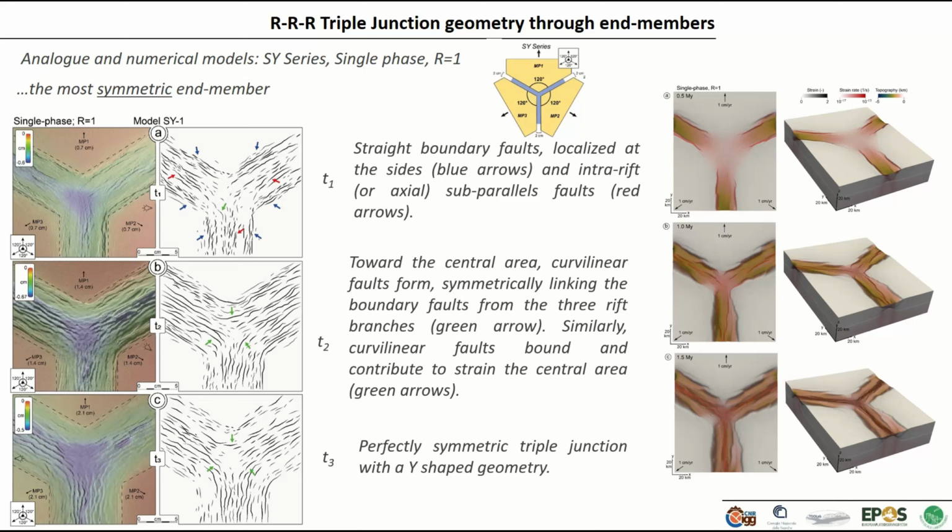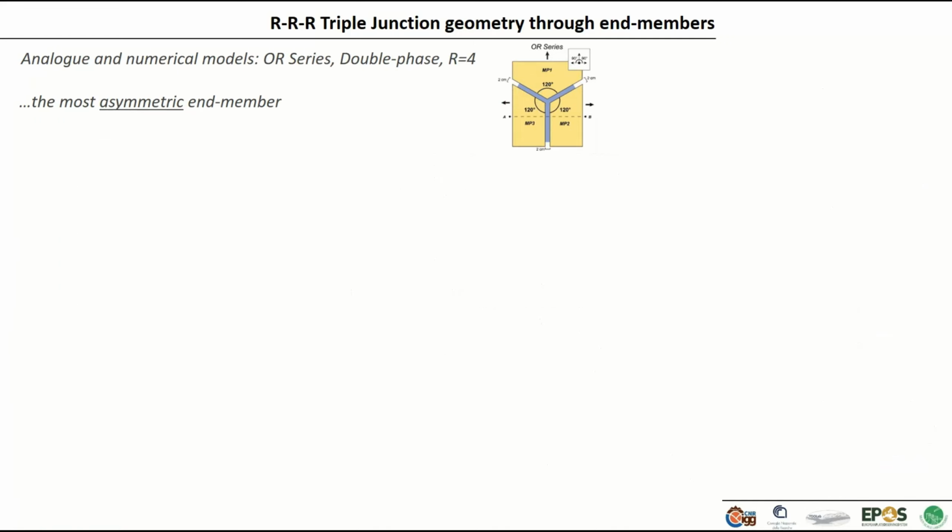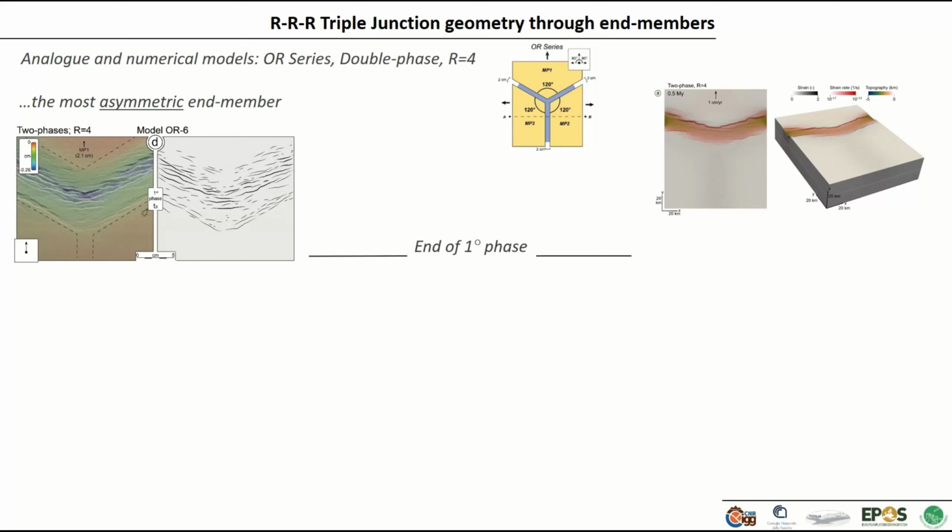Okay. If we check the asymmetric counterpart, we will see that there is quite a bit of a difference. This model in particular was run with a high velocity ratio, it's 4, so it means that the velocity of the reference plate is 4 times higher than the velocity of the other 2 plates. It was run with 2 deformation stages, and then the extension direction was imposed orthogonal for what concerned the third rift branch, the southernmost one, as you see in the sketch.